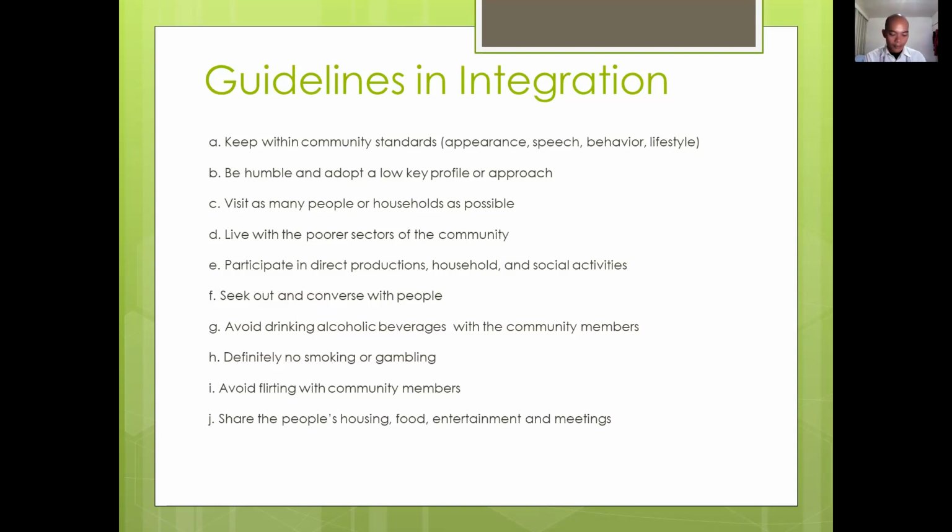Okay, visit as many households as possible. It helps you introduce yourself to more people. The more people who know you in the community, the more comfortable they are that you are there. Okay, so when you visit as many as possible, you avoid making jealousies also.